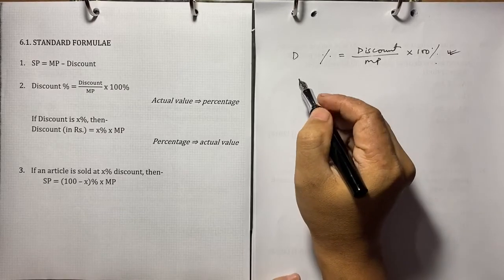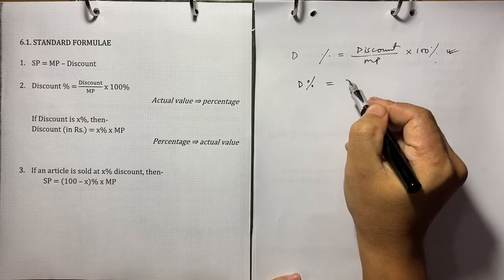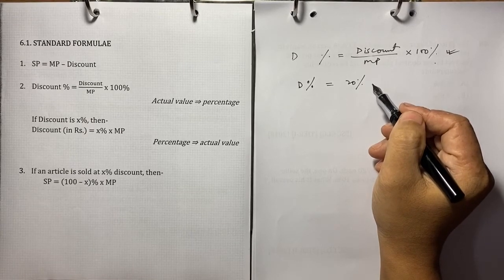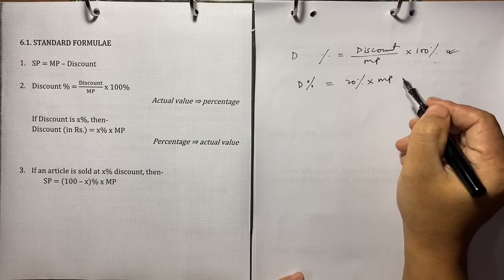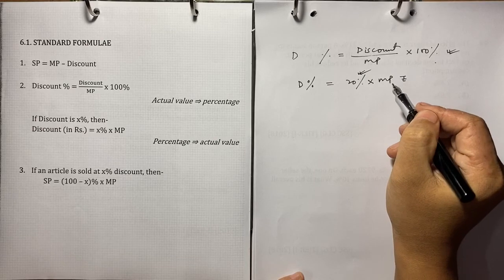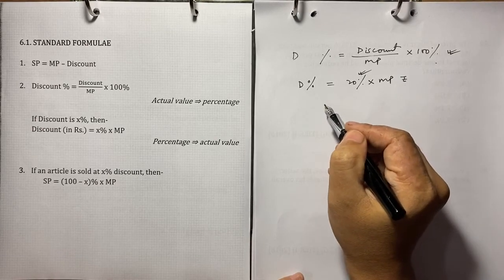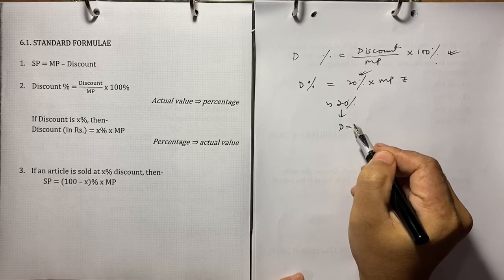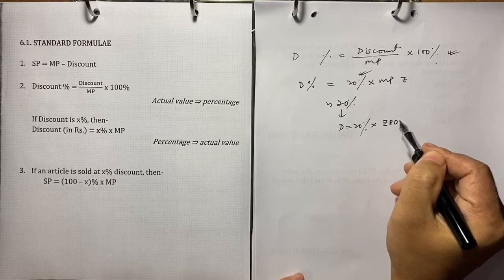Here, in the question, the discount is given as a percentage. For example, the discount is 20%. You need to convert the actual value into rupees. To convert it, multiply the percentage by the mark price, since the calculation is based on percentage and we convert to actual value.